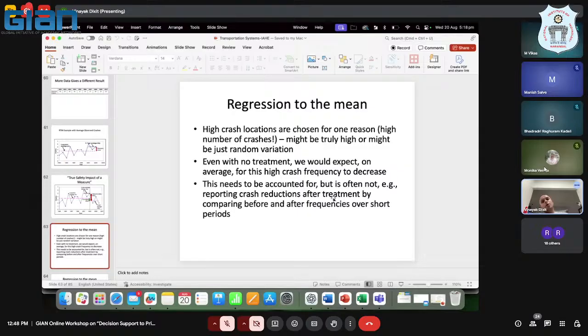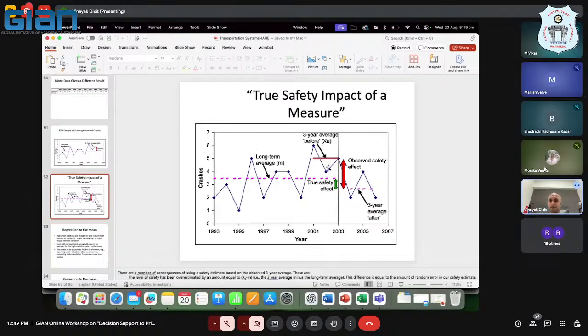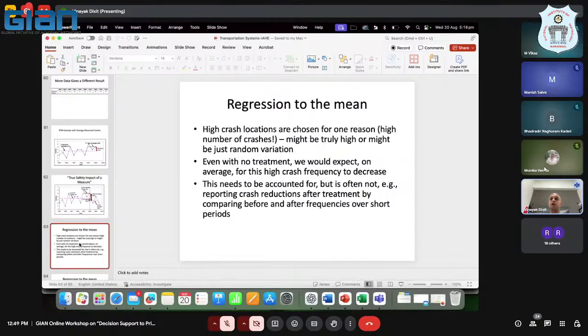Regression to the mean. High crash locations are chosen for one reason, because the number of crashes is high, right? But the reason it can be high could be just random variation like what we observed here, or is the mean truly high? The second point is that even with no treatment, we could expect the average to reduce, and we will talk about this as we go through the lecture.